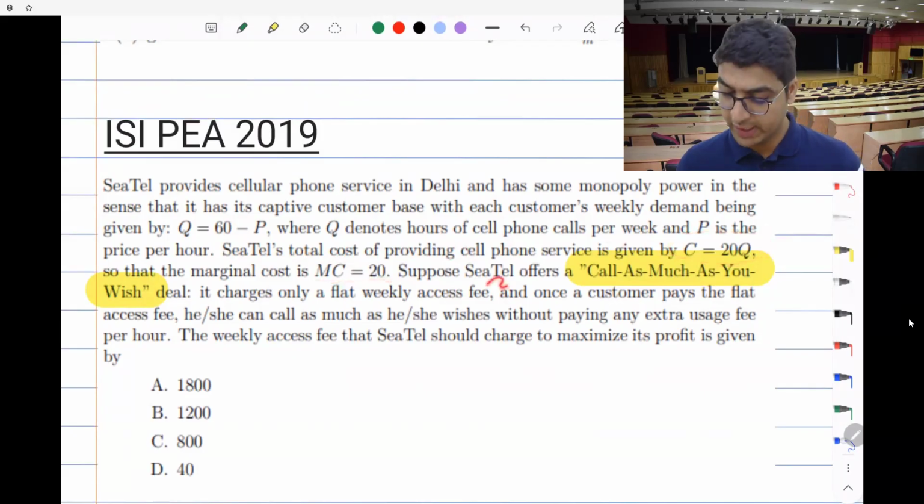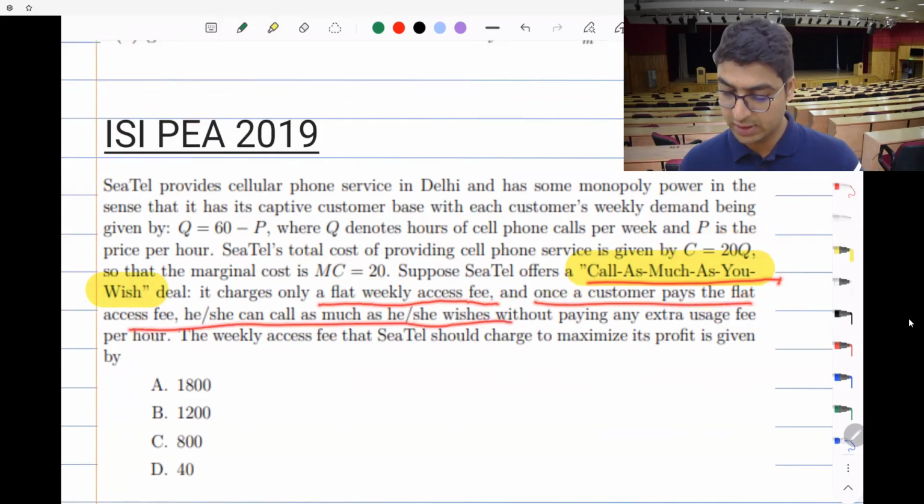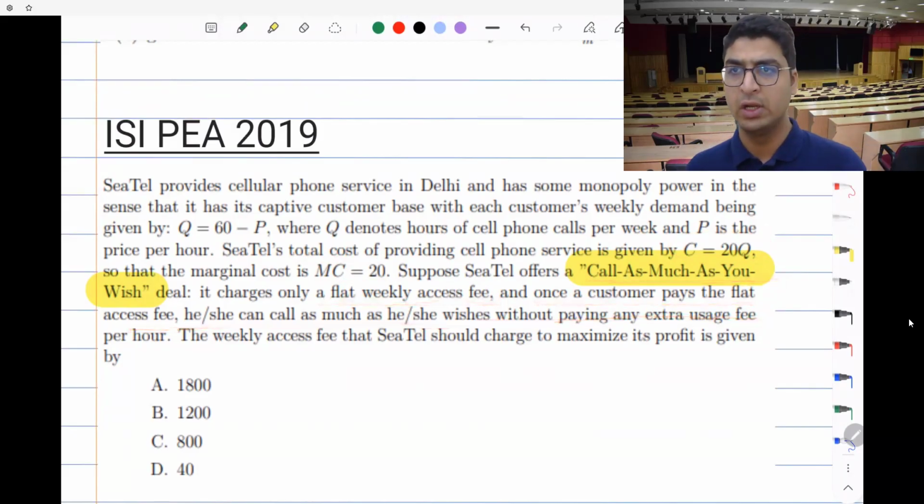And अब CTEL ऑफर कर रहा है एक offer a deal, call as much as you wish. And for that, it wants to charge a flat weekly access fee. And once a customer pays the access fee, he or she can call as much as he or she wishes without paying any extra usage fee. So it sounds like second degree price discrimination, जहाँ पर आप एक fixed charge लेते हो and then you ask for a usage fee as well. But यहाँ पर usage fee is zero.